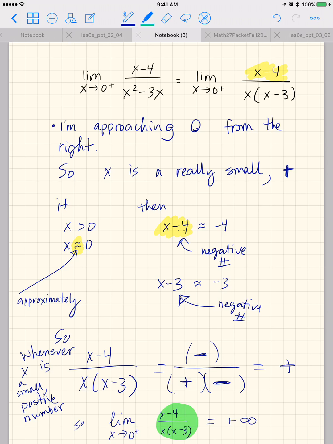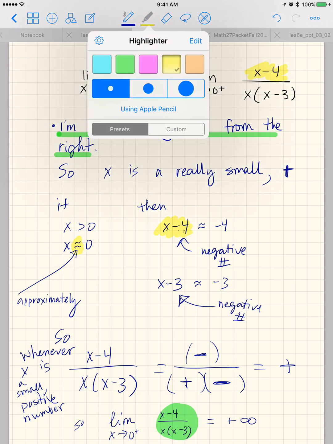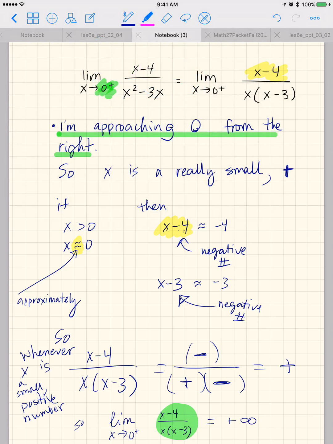Okay, so now just to recap, what did we do here? So we said I'm approaching 0 from the right. Now how do I know that I'm approaching 0 from the right? So let's see here, this part right here. I'm approaching 0 from the right. How do I know that? Because of this notation right here, right? The x approaches 0 from the right. That's what that means. Now, what about the second part? The second part says, so x is a really small positive number. Now, if x is a really small positive number, which means x is approximately 0, right? Really small.